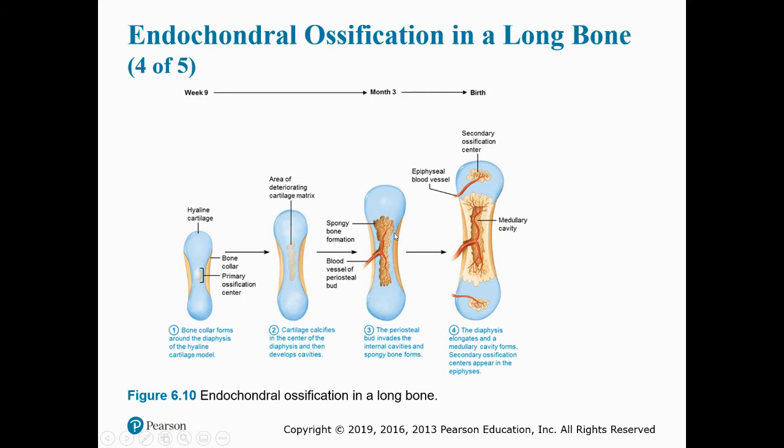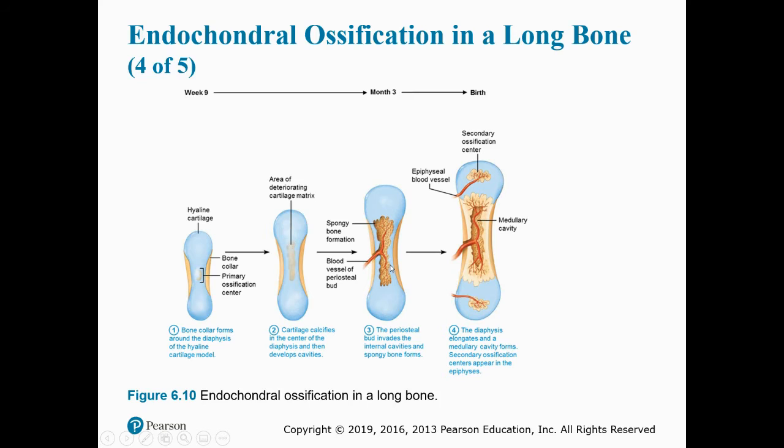Now, the secondary ossification centers start to form. And how do they form? Well, they form because they start to get these epiphyseal blood vessels. Remember, the epiphysis are on the end. The diaphysis is that shaft of the bone.